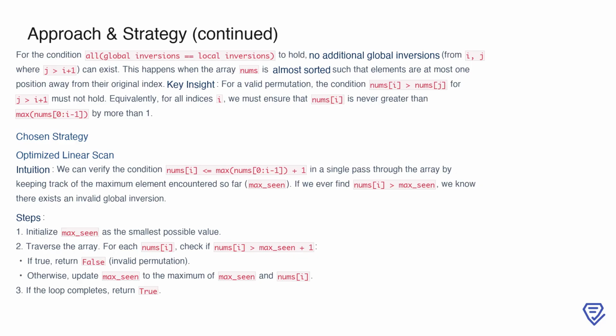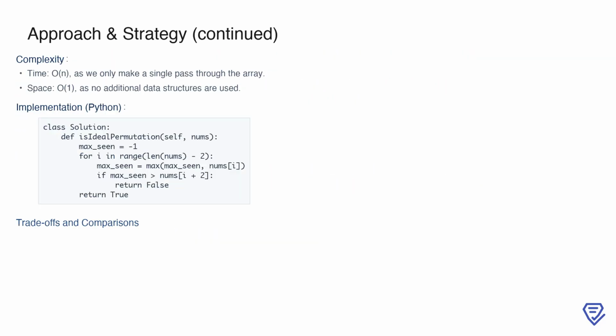Based on this observation, we can develop an efficient strategy using a single-pass linear scan. By keeping track of the maximum element encountered so far, we can verify the condition for each element in constant time. This approach eliminates the need for nested loops and makes the solution highly efficient. The optimized approach has a time complexity of O(n), as we traverse the array just once, and a space complexity of O(1), since no additional data structures are required. The implementation of this strategy in Python is straightforward.